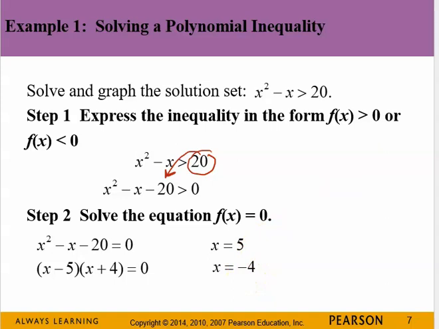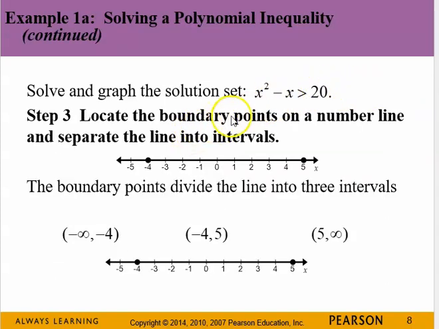Now, what's our next step? Well, put them on a number line. So once we put these values on a number line, our negative 4 and a 5, we can see the boundary points divide the line into 3 intervals. Now remember, since this is greater than, the negative 4 and the 5 are not really in the system. That's why they're using parentheses for these. So now what we need to do is find test values to see which intervals make the statement true.